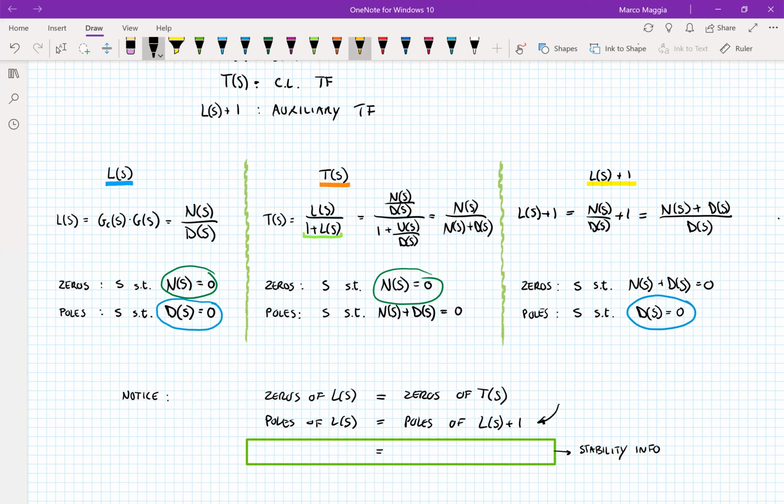Thirdly, we have that the poles of the closed loop transfer function, N of S plus D of S equals 0, are equal to the zeros of the auxiliary transfer function, L of S plus 1. Same equation.